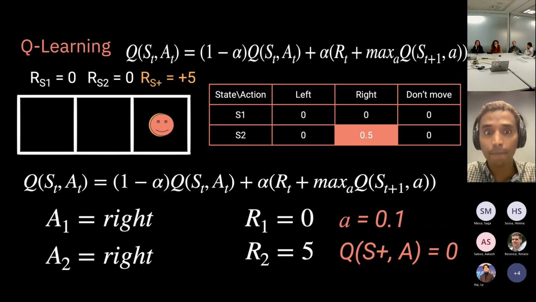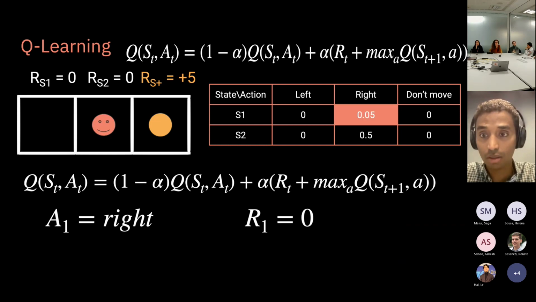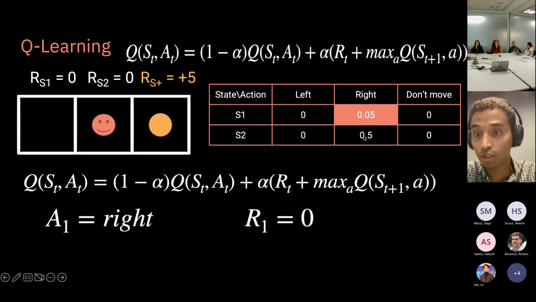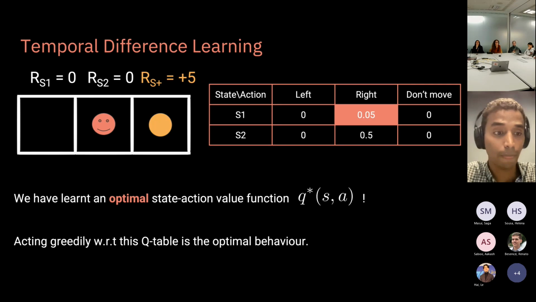Once you finish the game, you go back again, start from zero, but you have your Q table as it is. Now you go right, and because your previous reward is 0.5, when you multiply 0.5 with gamma, which is 0.1, you will get 0.05. And then once you go for state two, you just pick the action that will give you the maximum reward, and this will be, you just go right.